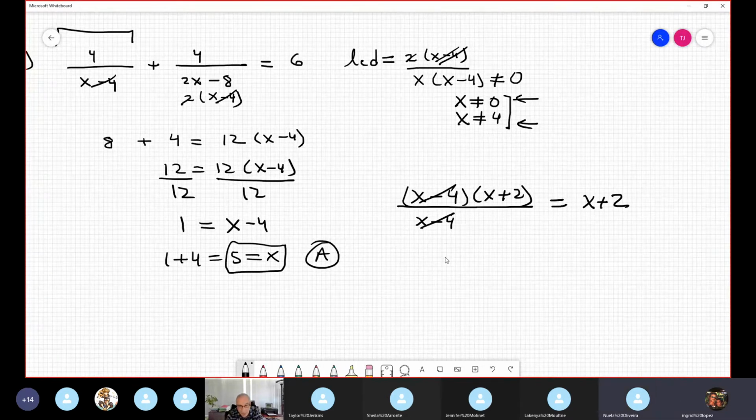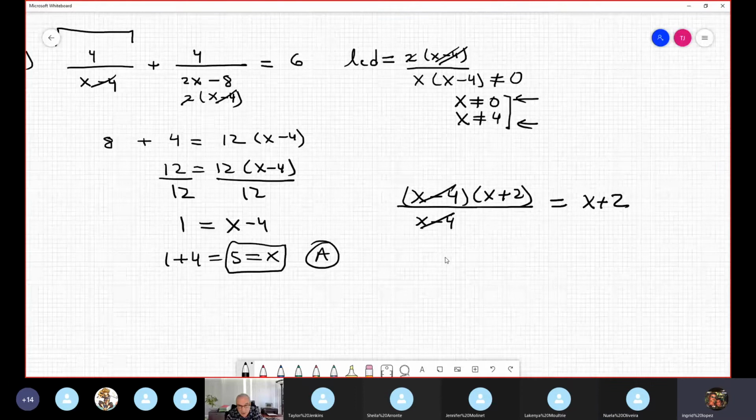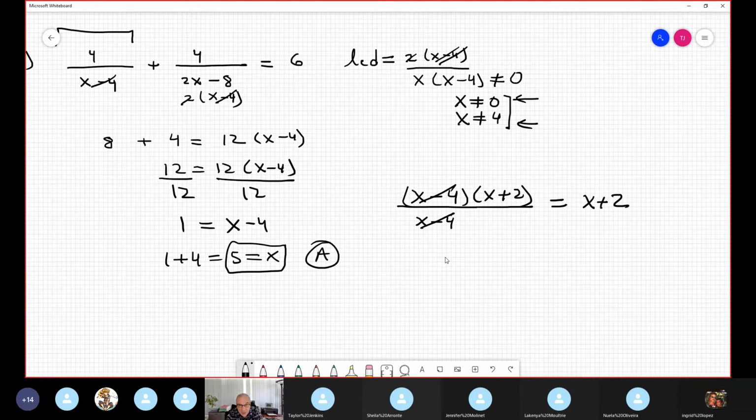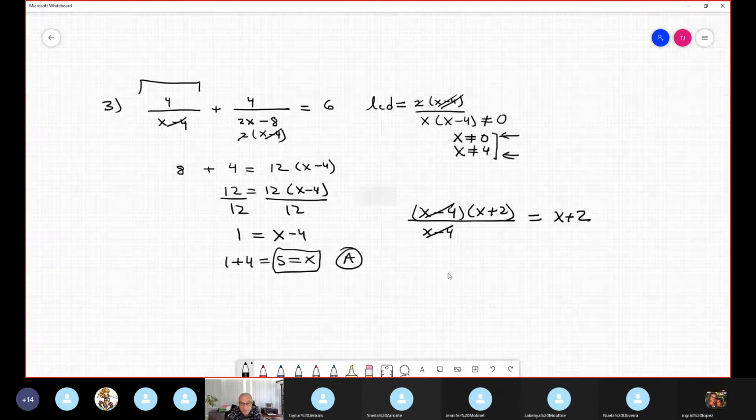Excuse me, Professor. This is still the rational equation? It's the same as the previous. Yeah, everything is the same. Same steps, but in a different example.